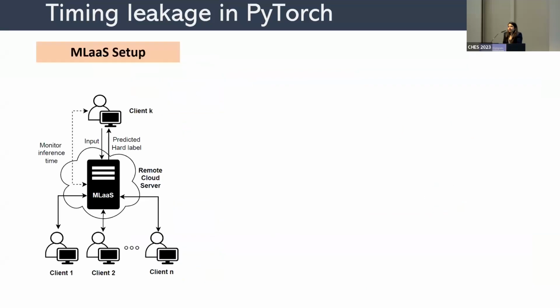So first, I'll discuss the general scenario in which we are looking at this leakage. Let's say we have this MLaaS server on a remote cloud server, and there are multiple clients on the server. Any client K on this server can give input to the MLaaS model and get a predicted high-level output. Also, the client can monitor their inference time with user-level privileges.